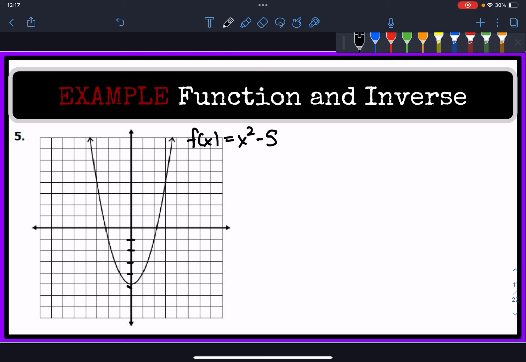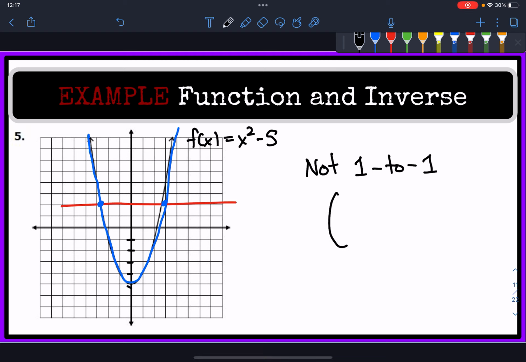Now, with this function, if I use the horizontal line test and draw a horizontal line, I see that my horizontal line intersects the function at more than one location, at multiple locations. Because of this, this is not one-to-one, which means that every x value has only one y value, but not every y value has only one x value.